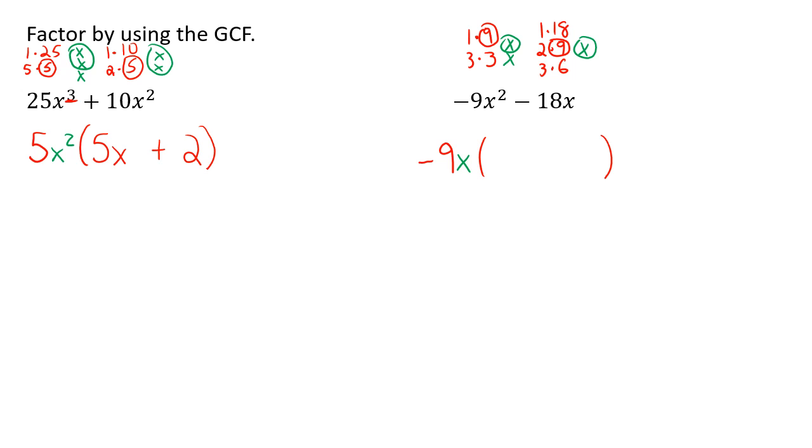So now what's left over? Well, negative 9 times 1 gives me negative 9. I have an x taken out. I had 2 to start with, so I have 1 left over. Negative 9 times positive 2 gives me negative 18. I've taken 1 x out. I only had 1 to begin with, so I have none left over after the 2. And now I've done GCF factoring.